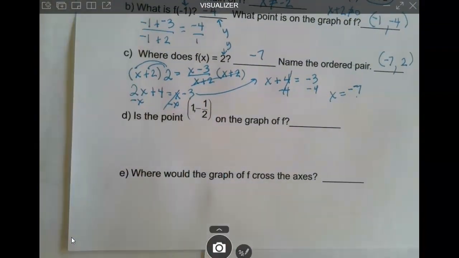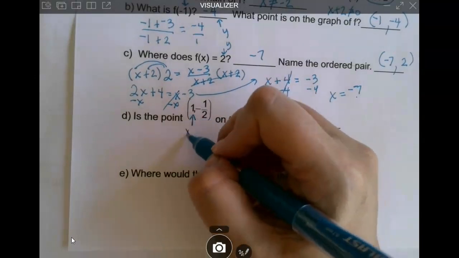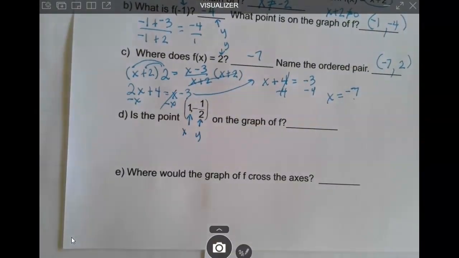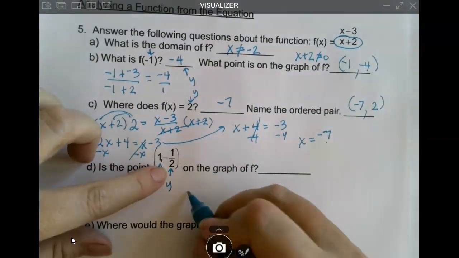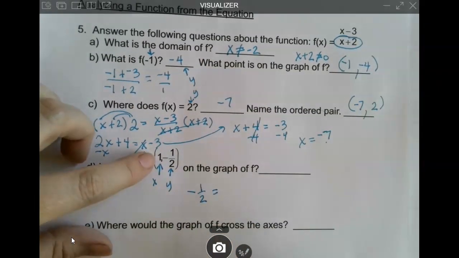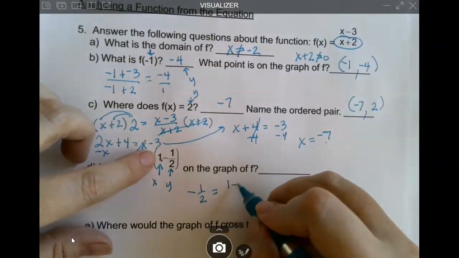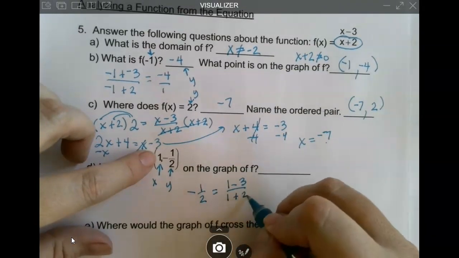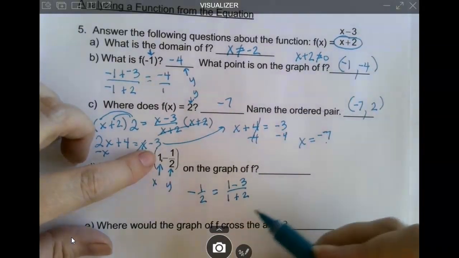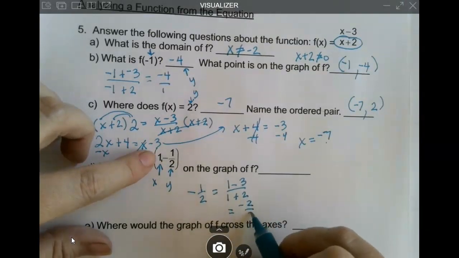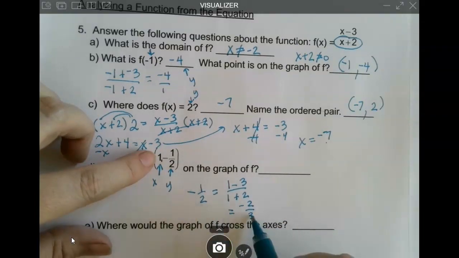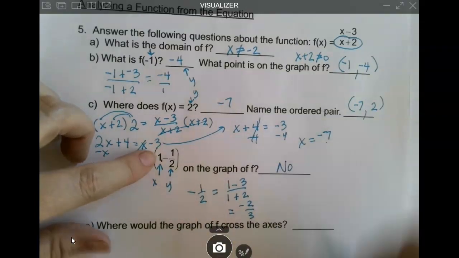Then it says, is this point on the graph? Well, we're doing all this without graphing, so it just wants to know, is this point on the graph? I can just plug this in for x and this in for y and see if it works out. So here's my equation again. So I'm going to plug this in for y, negative 1/2 equals, and then I'm going to plug in 1 for my x's. 1 minus 3 over 1 plus 2. So I just plugged in my x's there. On top I get 1 minus 3 is negative 2, and on bottom I get 3. Is negative 1/2 equal to negative 2/3? Nope. So that's a no.